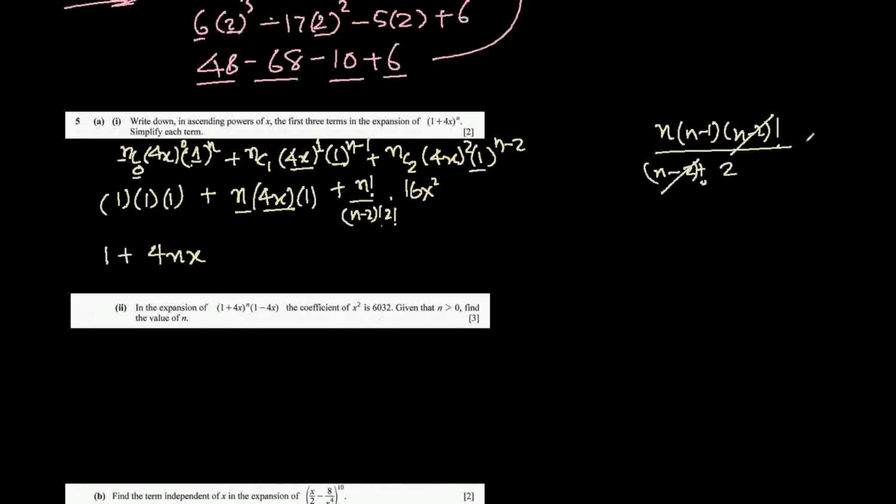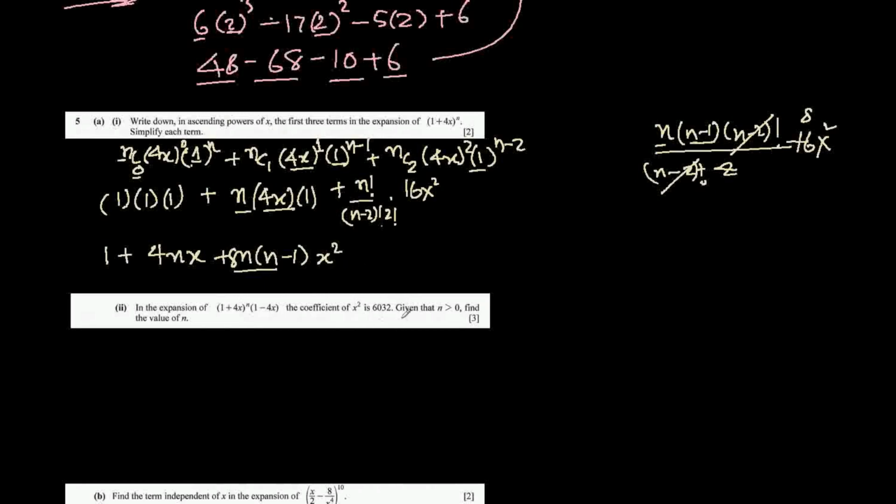And 2 times, then we have 16x squared here. 2 and 16 cancel, so I get 8 here. 8n(n minus 1)x squared. This is the expansion. If you want to expand this also, you can do that. You're welcome to do that, but I will leave it like this.